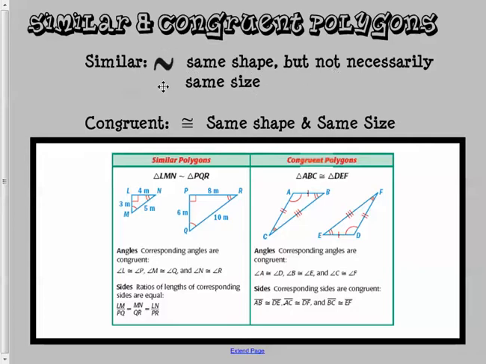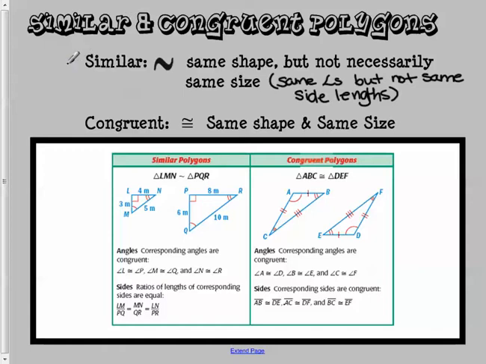We use this symbol right here to show that a figure is similar. Okay, so these two down here are similar. They have the same shape. They're both right triangles with the exact same angles, but they don't have the same side lengths. Okay, so I added that to the definition. Please write that one down, pause the video and do that for me.